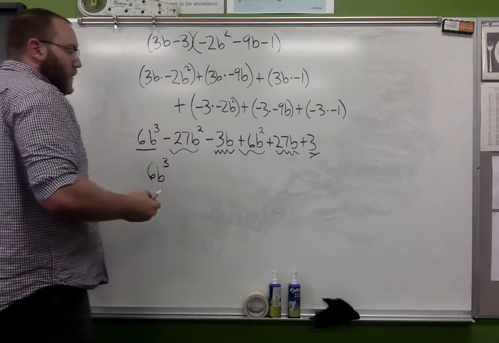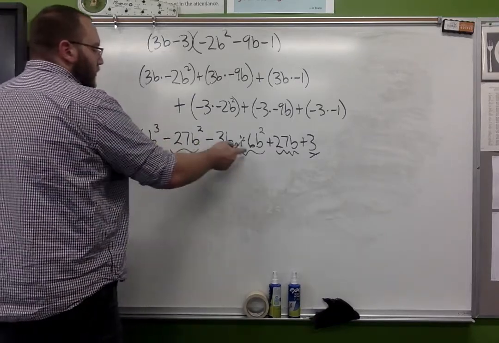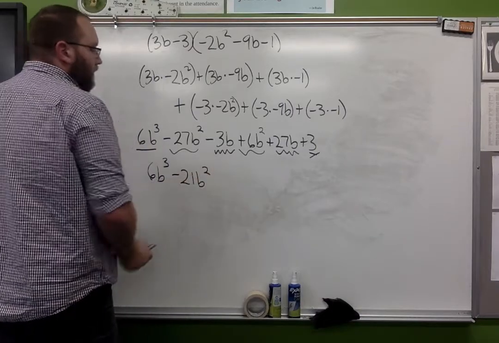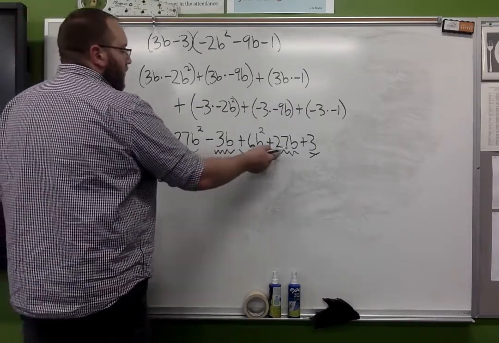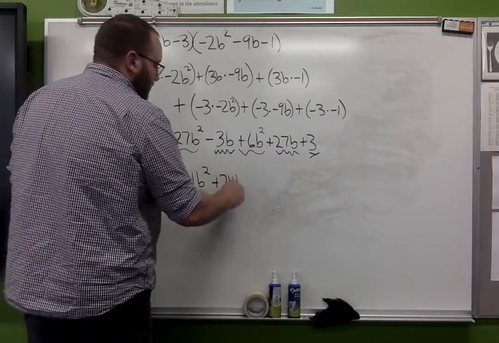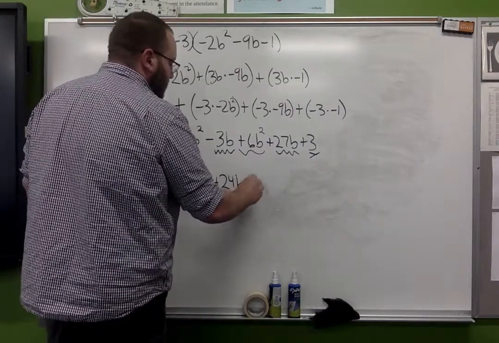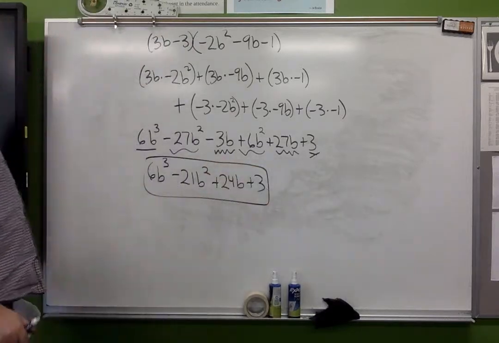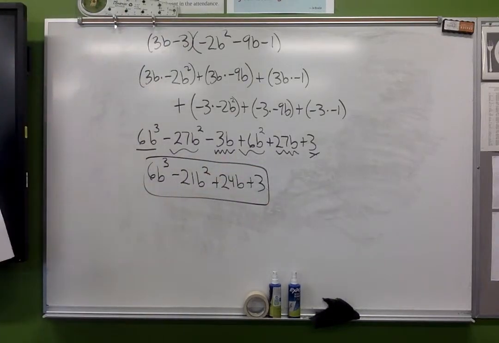Okay, and then we're going to do our squares. Negative 27 plus 6 is negative 21, b squared. Negative 3 plus 27 is positive 24b, and then plus 3. And there is your answer. Okay. Not too bad at all.